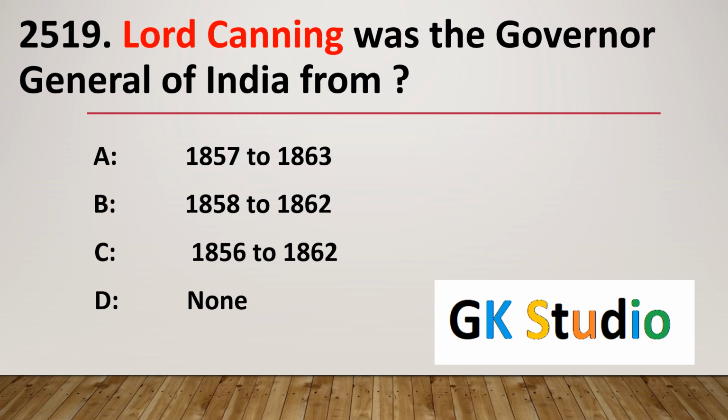Lord Canning was the Governor General of India from 1856 to 1862.